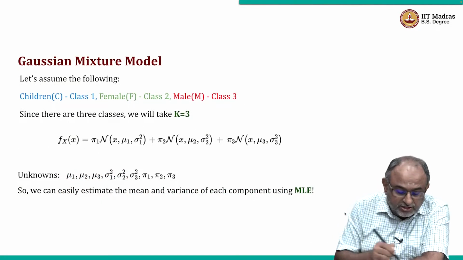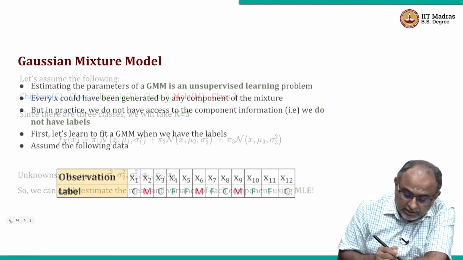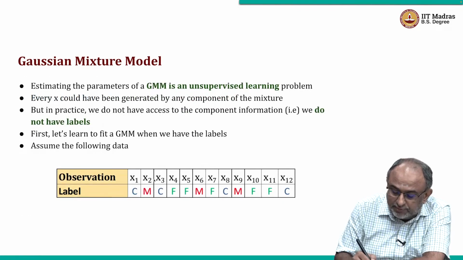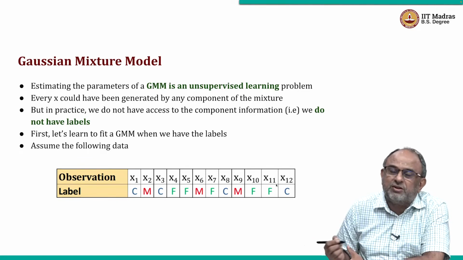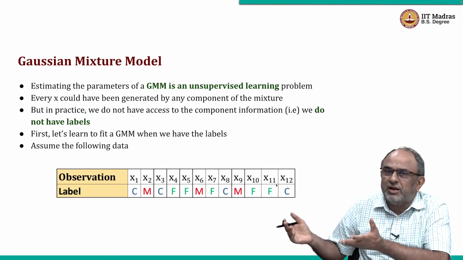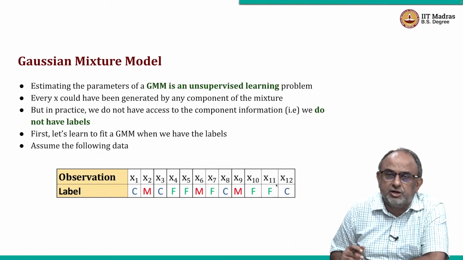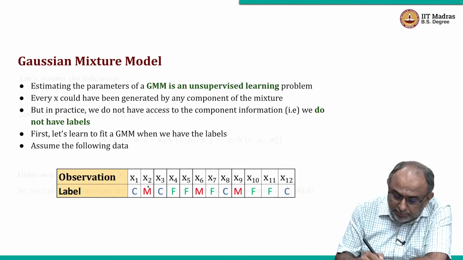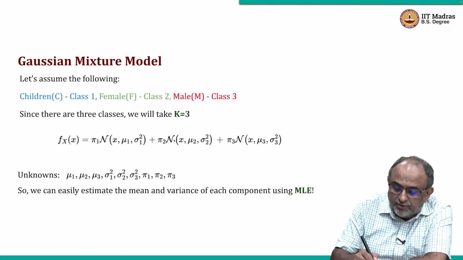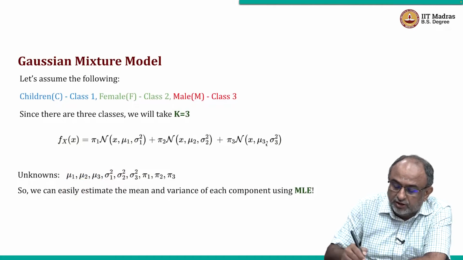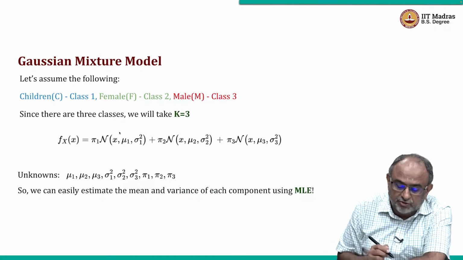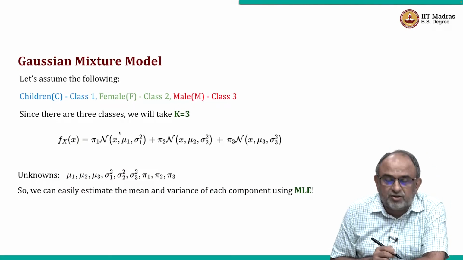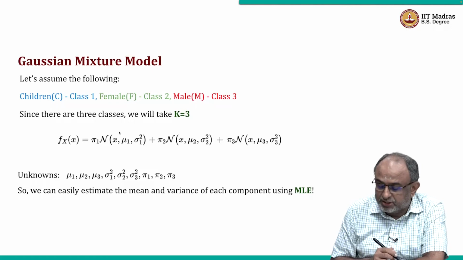The first case we have already dealt with, I am repeating it. If I know the class labels, it is very trivial. I take all the measurements that belong to child, and once I have them, I can find their mean and variance, and the proportion of children in that population. Once I have all the male measurements, I can fit the male Gaussian. This is like a female Gaussian, this is like a children Gaussian.